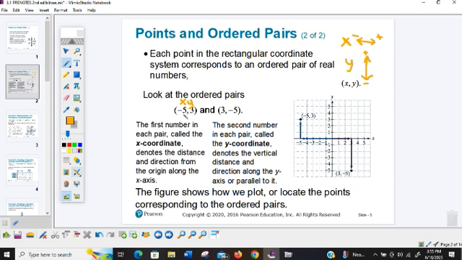For example, this is -5 for x, +3 for y. Okay, so I'm going to do my x first. Negative means I go left 5. +3 for y means I go up 3, and then I put my dot. Let's look at the next one. This is my x, this is my y. X is +3, I go right 3. Y is -5, which means I go down 5, and then I put my dot.